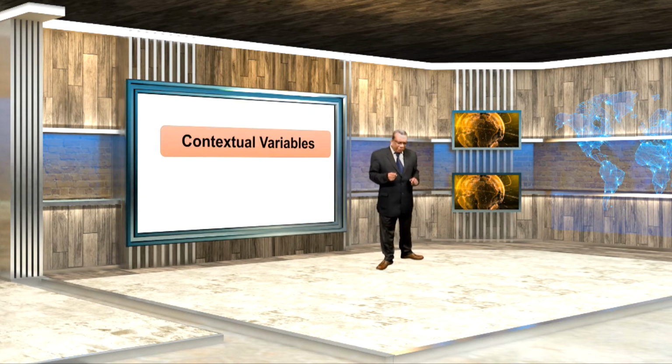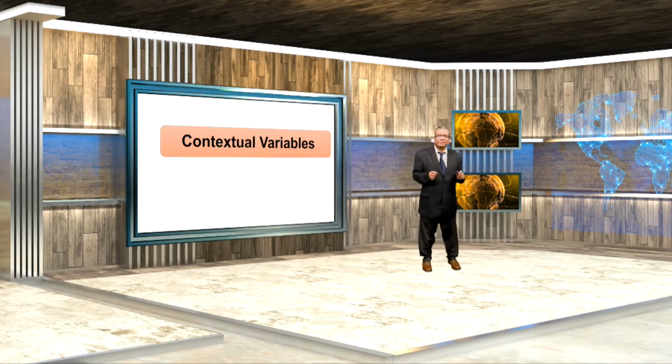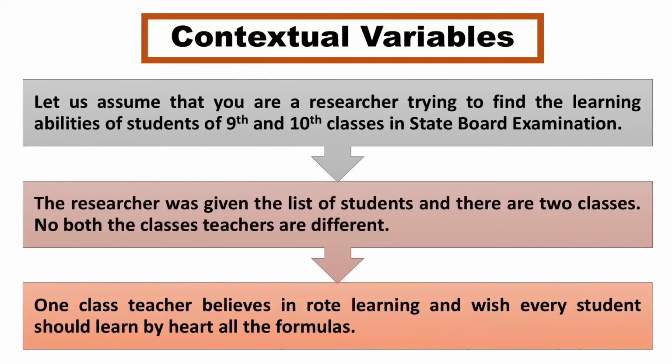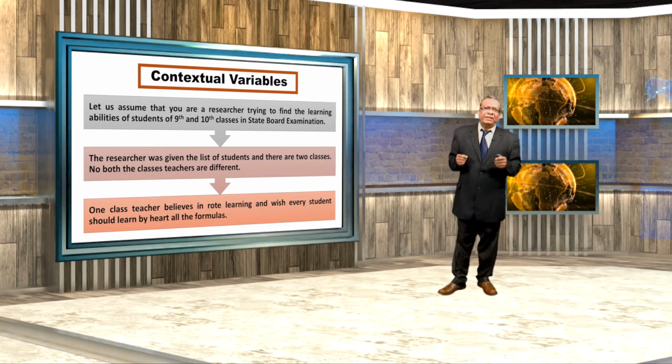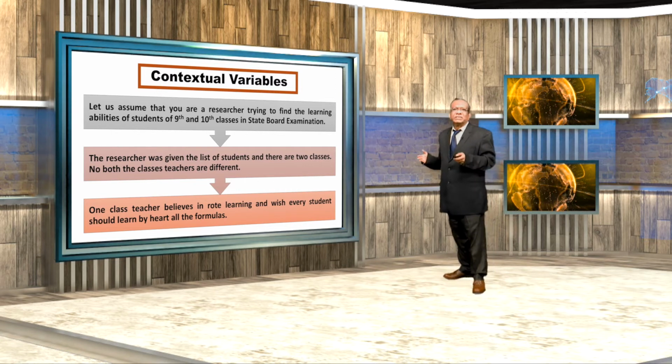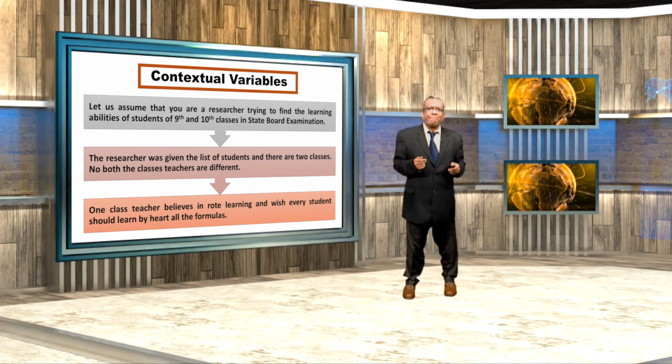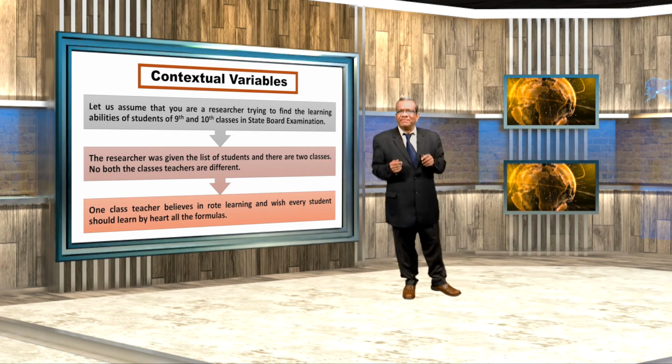Now, there is another very important type of variables known as contextual variables. Let us assume that you are a researcher trying to find the learning abilities of the students of 9th and 10th standard classes in state board examination. The researcher was given the list of students and there are 2 classes. Now, both the class teachers are different.